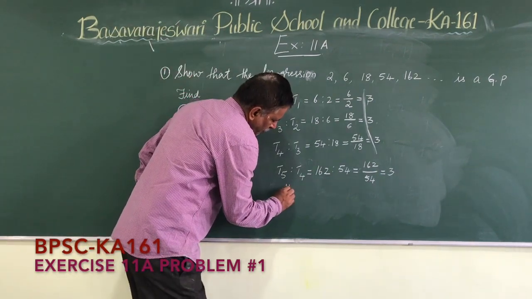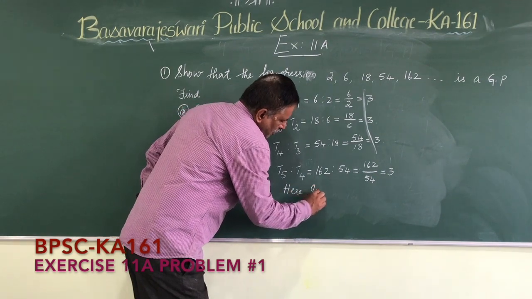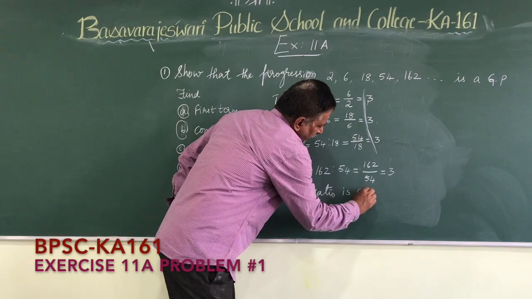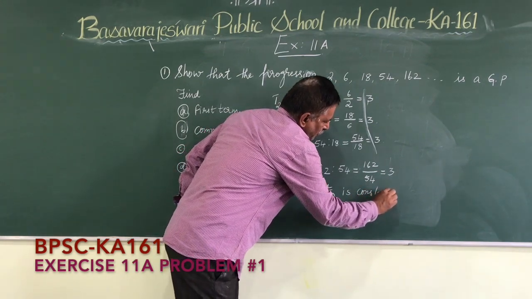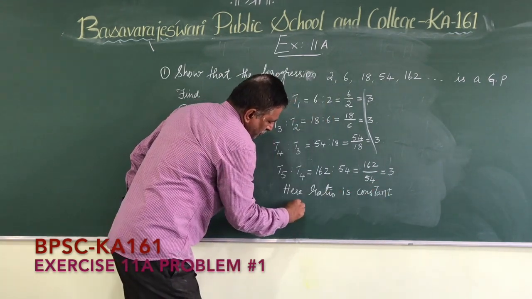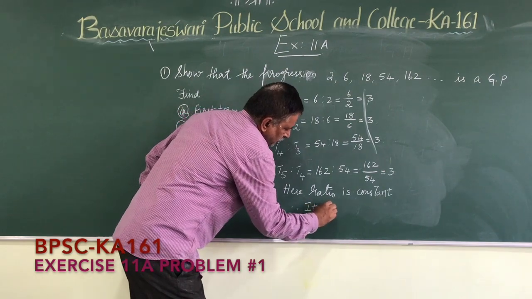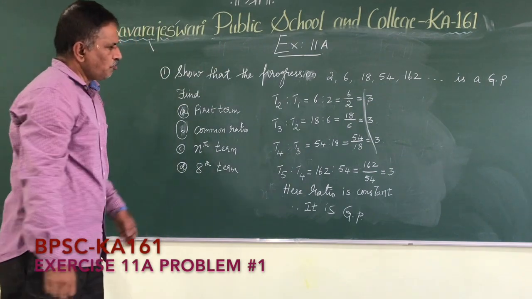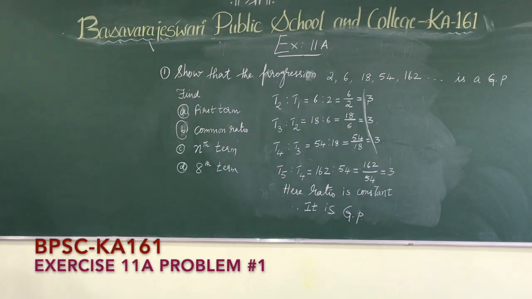Here the ratio is constant. Therefore, it is a geometrical progression, GP. So we have proved it is a geometrical progression.